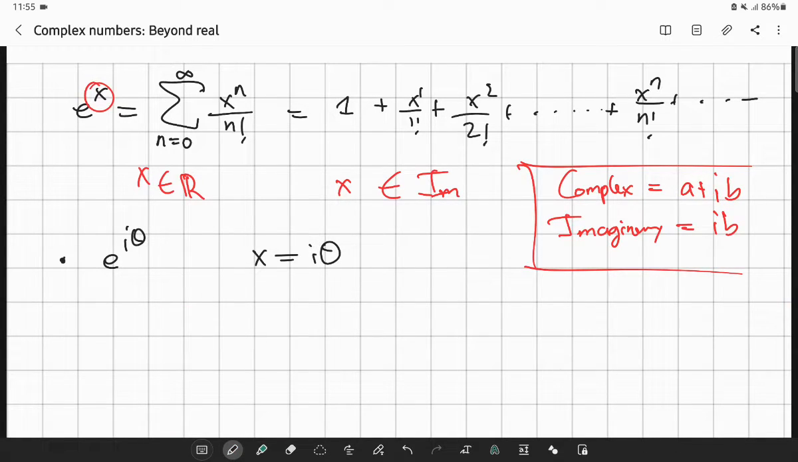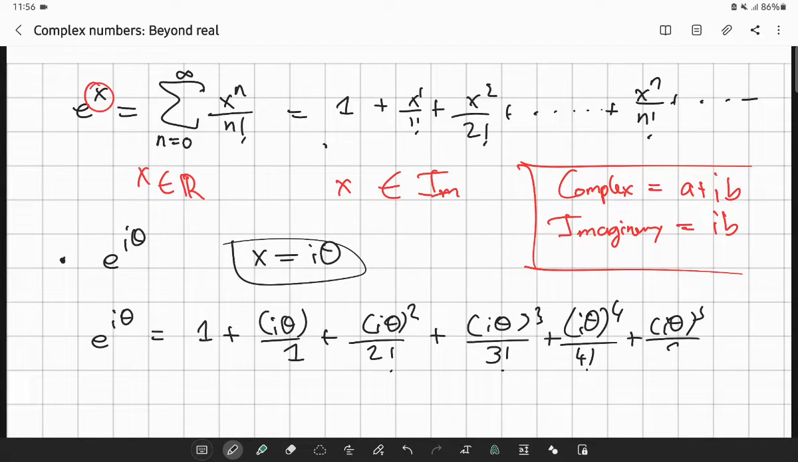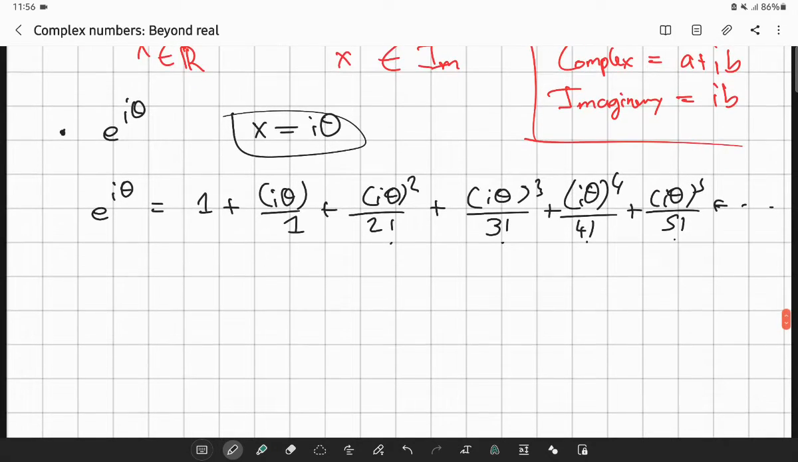Okay, let's just substitute x equals i theta in the Taylor expansion. So e raised to i theta, by definition of the Taylor expansion, is 1 plus i theta over 1 plus i theta squared over 2 factorial plus i theta cubed over 3 factorial plus i theta raised to 4 over 4 factorial, and so on. You can imagine the rest, all the infinite terms, in your head.